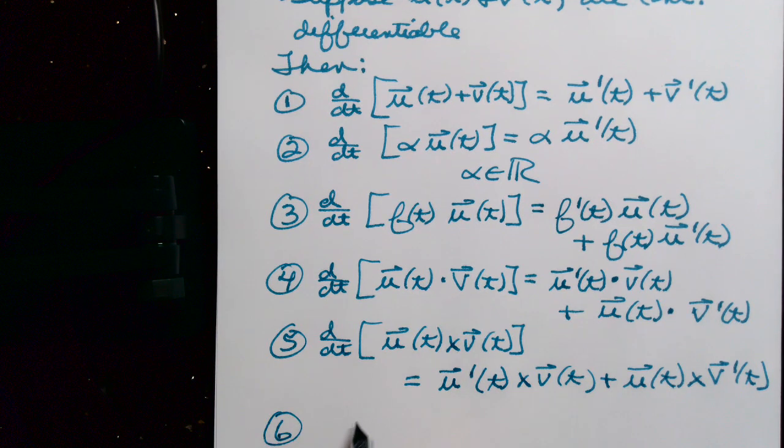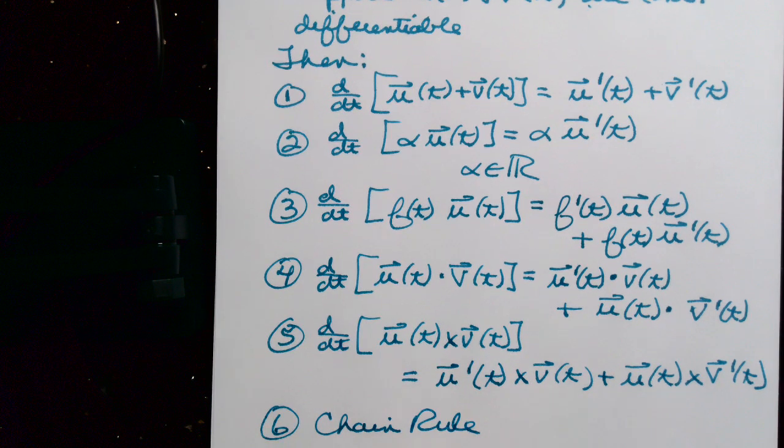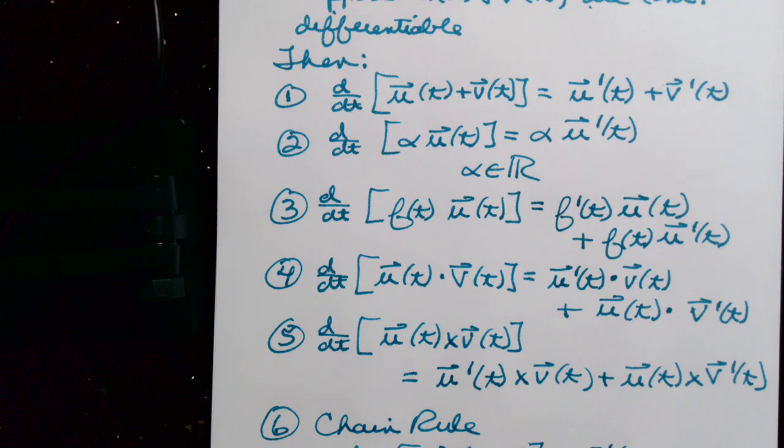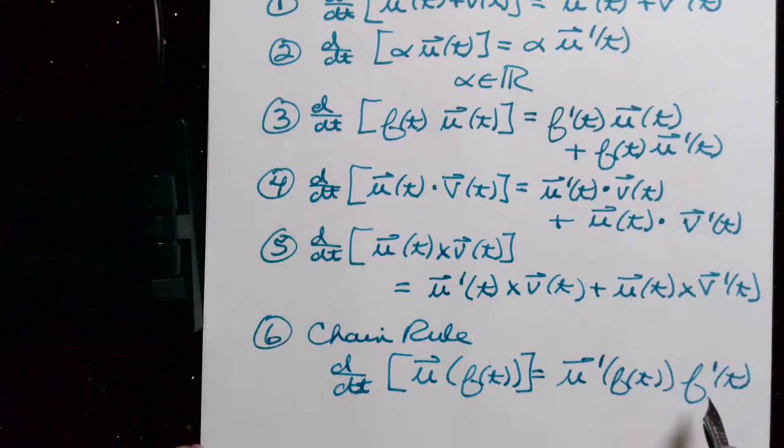And then finally, the chain rule, basically. That says that the derivative with respect to t of the vector function u evaluated at f of t, in other words, you evaluate each one of the component functions of u at f of t, is equal to u prime at f of t times f prime of t, which again is what I believe you would guess if you were guessing the answer based on knowing calculus 1 only.